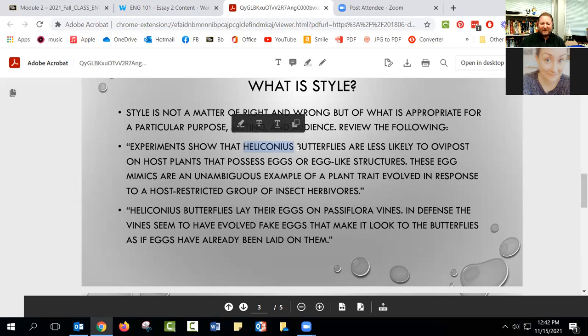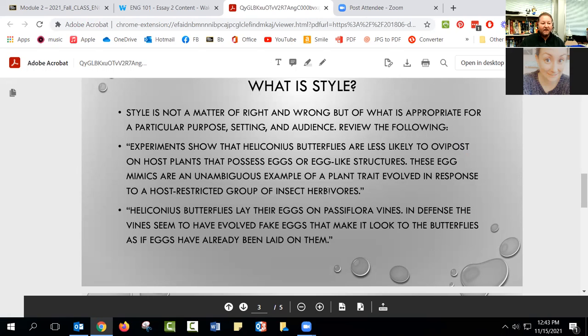Is that a type of butterfly? Not a clue, right? Ovipost. I know ovi is like the Latin root for egg, so it's something to do with egg post, egg after post. I don't know. I'm confused, right? Egg-like structures, like what's an egg-like structure that isn't an egg, right? I'm just very confused. "These egg mimics are an unambiguous example of a plant trait evolved in response to a host-restricted group of insect herbivores." Now I'm just like, I give up.